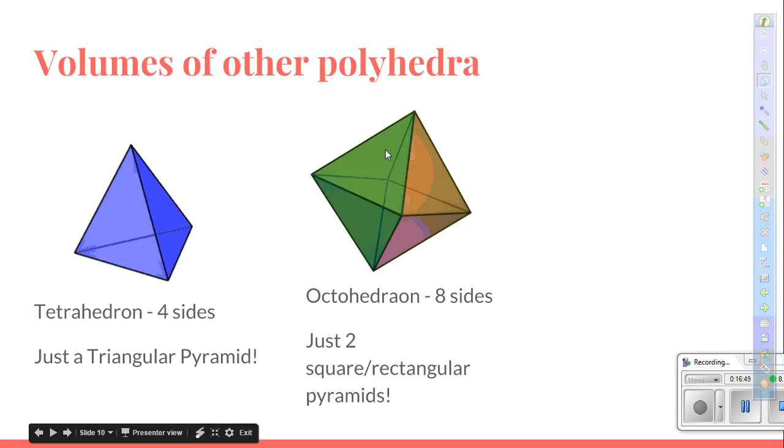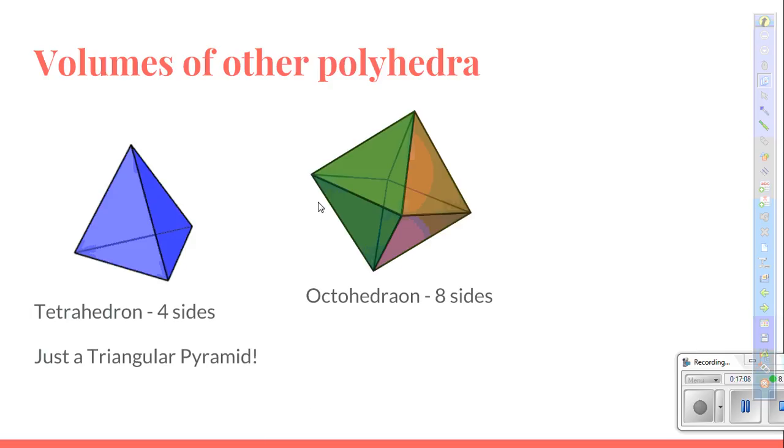We have a pyramid formula, so I can find the volume of this pyramid and the volume of this pyramid, and since it's regular, actually it's the same for both of them, and then I can just add them together to get what the total volume for this shape is. So I don't need special formulas for these. I can still find the volume.